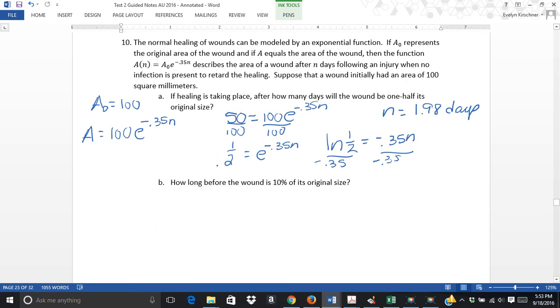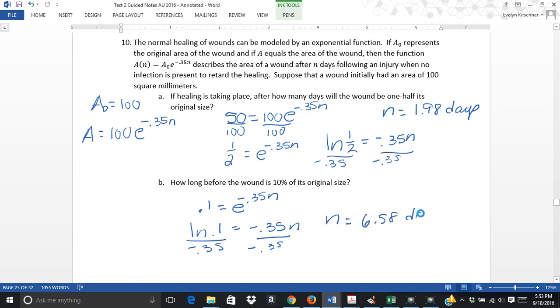Now notice when I wanted 1/2, I don't really have to put that 100 in because when I do 50 divided by 100, it's 1/2. So if I want to know 10% of its original size, that's 0.1, right? So 0.1 equals e to the negative 0.35 n, or the natural log of 0.1 equals negative 0.35 n. Divide by negative 0.35, and you get n is 6.58 days.